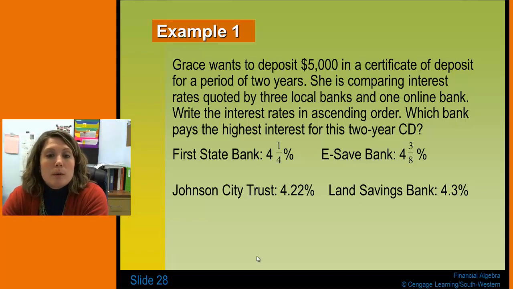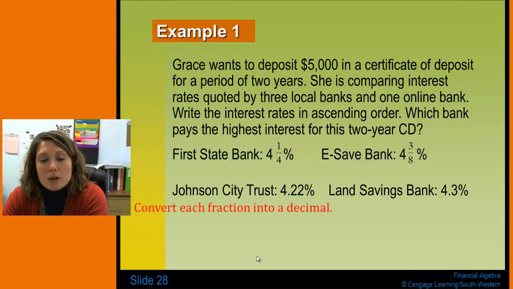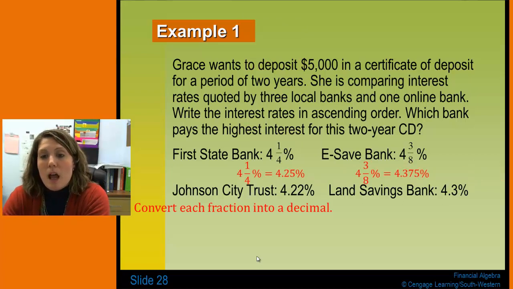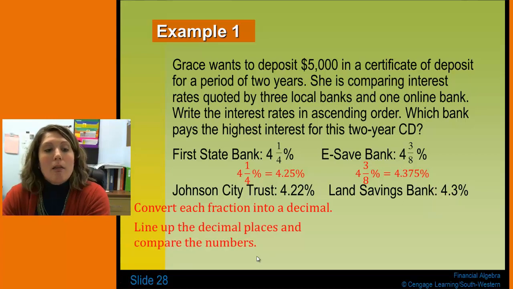Well, in order to do this, we need to first convert each fraction that's part of the percents here into decimal form. It's a lot easier to do our comparing. So I take the 4 1/4, and that becomes 4.25%, and then the 4 3/8 becomes 4.375%. So now I have all 4 of my values having decimals. Line up the decimal places and compare the numbers.